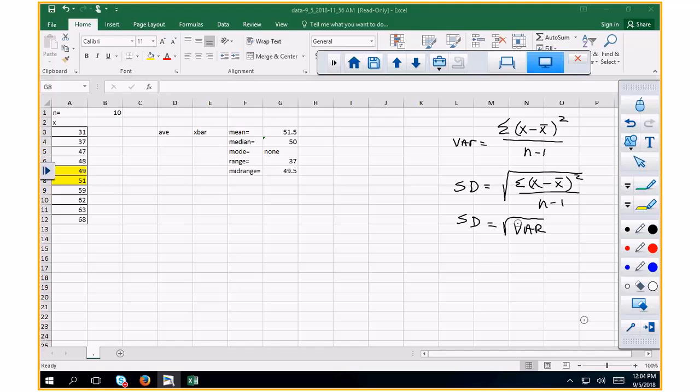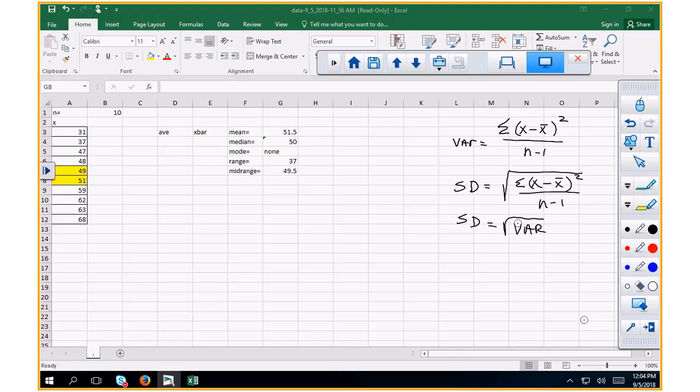All right. What are you going to do with x bar? You plug it in. No. Read the formula. What am I doing with x bar? You're subtracting it from x. All right. What is x? All the numbers. All the numbers.